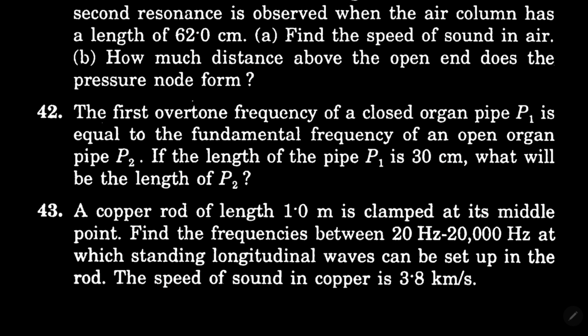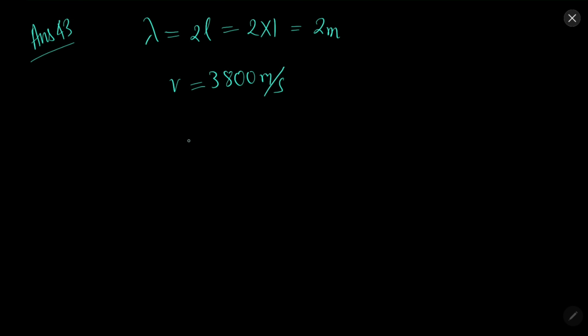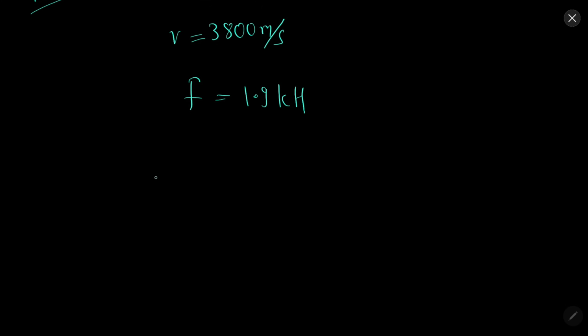In question 43, a copper rod is given to us. The speed of sound in copper is also given. Find the frequencies between 20 Hz and 20,000 Hz. So this is solution 43. Lambda is 2 into 1, which is 2 meters. Velocity is 3800 meters per second. Frequency will come out to be 1.9 kilohertz.